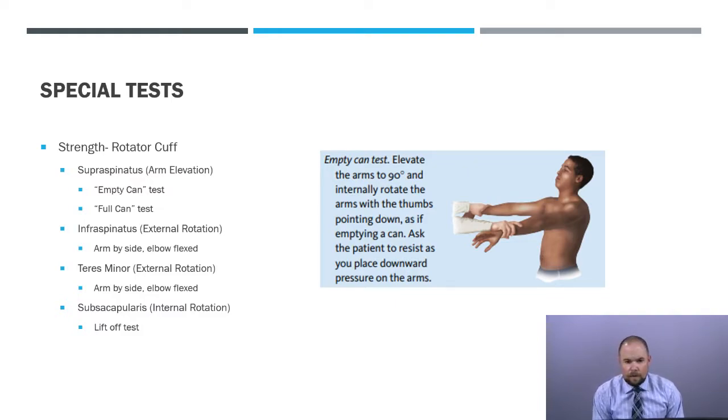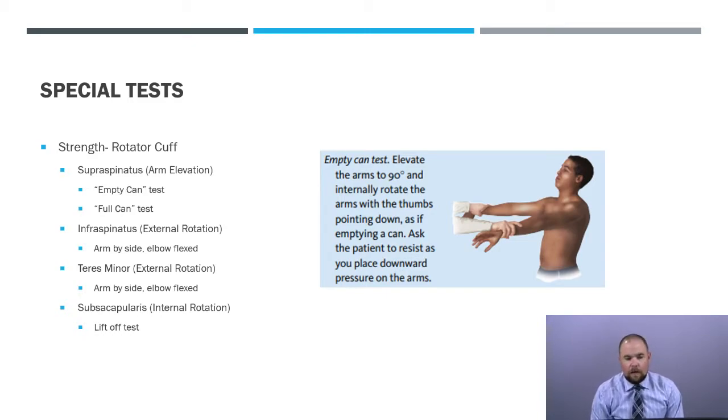The one thing I always say on the empty can test is you want to make sure you're staying in the plane of the scapula. So when you do bring the arm elevated, you want to make sure you keep that in the same plane as your scapula, not bring it too far into the center here. Kind of a variation of the empty can test is the full can test, and that's where you would just flip the hand up, externally rotating this, and then have the patient resist that maneuver as well.